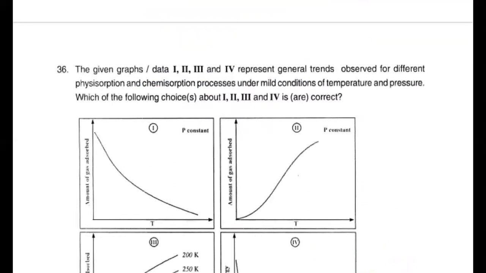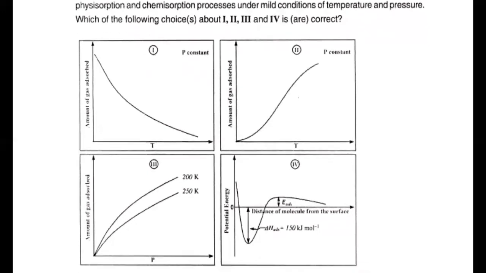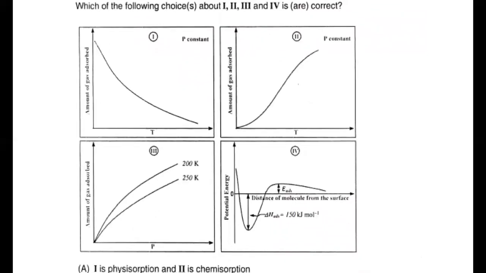Now the next question is with respect to adsorption. It's given that plots 1, 2, 3, 4 represent a general trend towards the different physisorption and chemisorption under mild conditions of temperature and pressure. Which one is correct? Now you can see in the first plot, at constant pressure the plot is given with the temperature, so that means it is an isobar. And here you can see that on increasing temperature, adsorption is decreasing. So that means it is physical adsorption. This is physical adsorption.